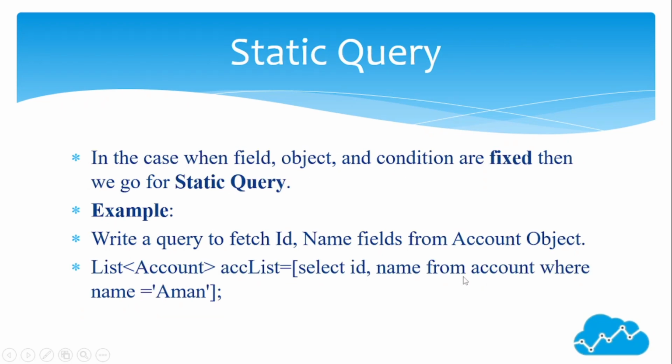Static query. When the field, object and condition are fixed, then we go for a static query. Example: write a query to fetch the ID and name fields from the account object. So we write the query: list of account accList equals select ID, name from account where name equals, in single quotes, Aman.